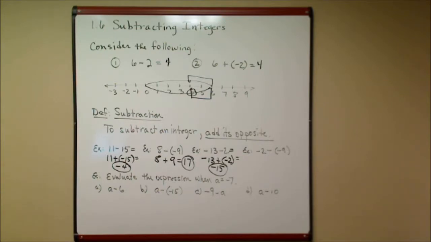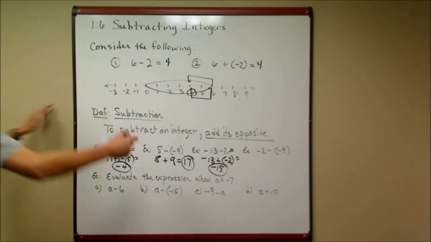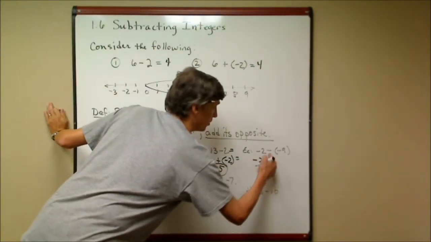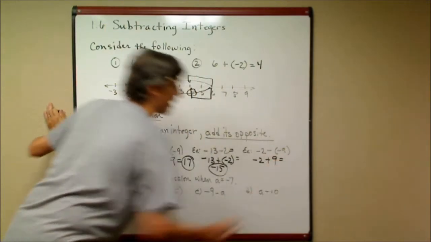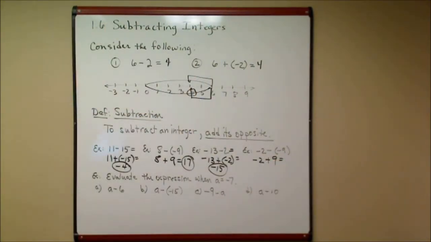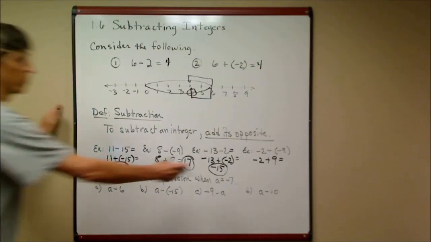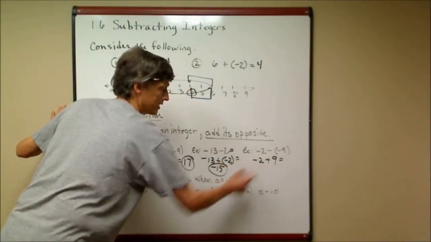Negative 2 minus a negative 9, the last one here, is the same as negative 2 plus the opposite of negative 9, which is a positive 9. And here again, one of each. This is the tricky one. When you're adding a positive and a negative, you subtract their absolute values. 9 minus 2 is 7, and you take the sign of the one with the greater absolute value. I have more positive than I have negative.